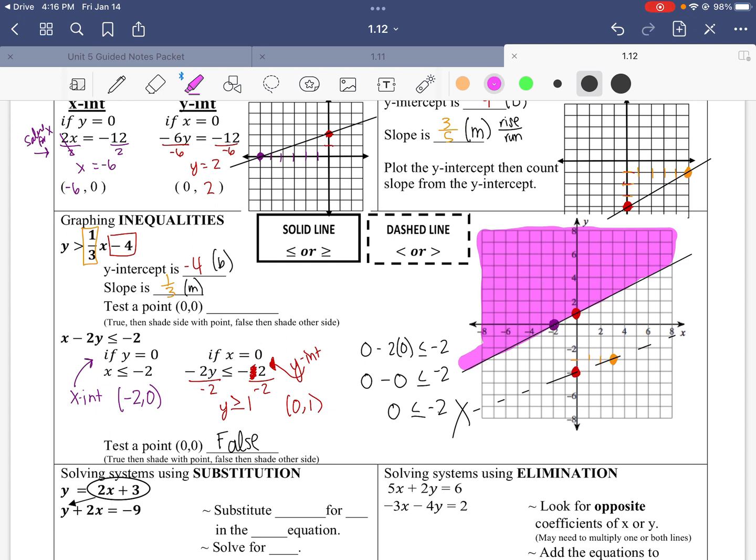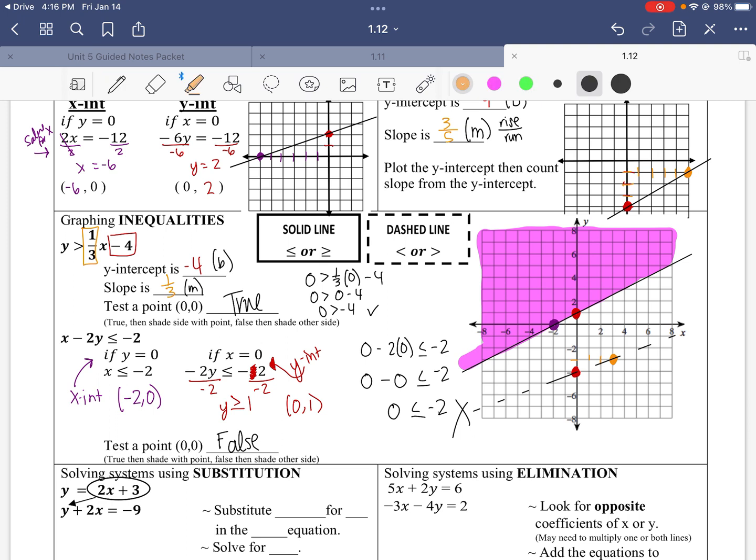Now for the second one, we're going to do the same thing. We're going to test the point 0, 0. So this time we're going to plug 0 in for y, greater than 1/3 times x, which should also be 0, minus 4. So then we simplify. That's just 0. 0 minus 4 is negative 4. And we check and see, is 0 bigger than negative 4? Yes, that is actually true on this one. So we're going to say true.